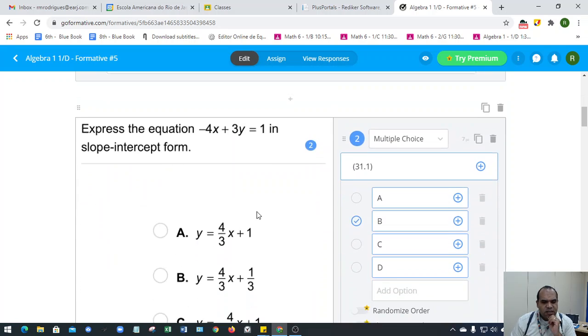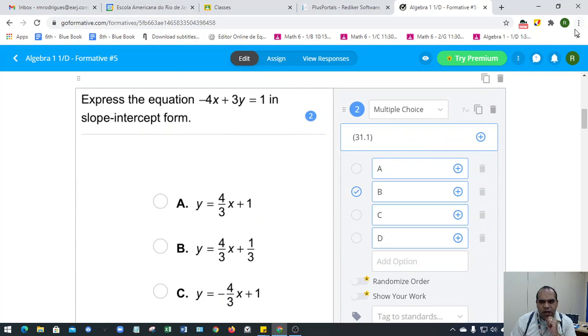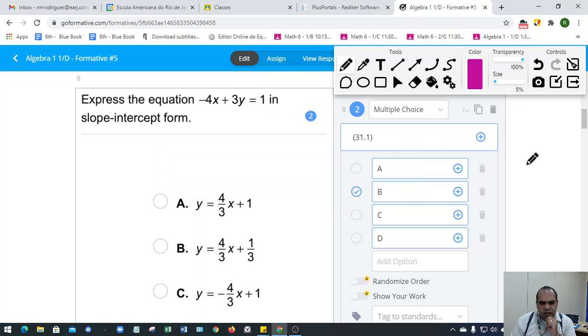My first one is done. My second: express the equation negative 4x plus 3y equals 1 in slope-intercept form. Guys, I think you remember slope-intercept form. It is the form I get by solving for y. Let's solve this for y here. I need to move negative 4x by its opposite, positive 4x. Goodbye this one. I have this just repeated.